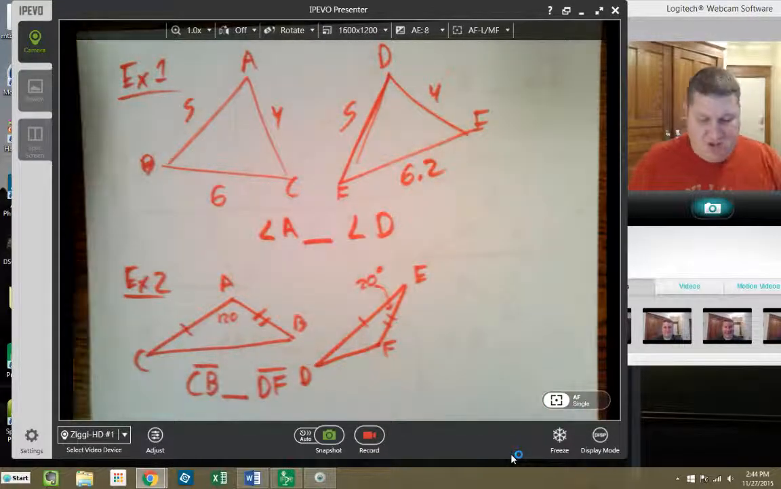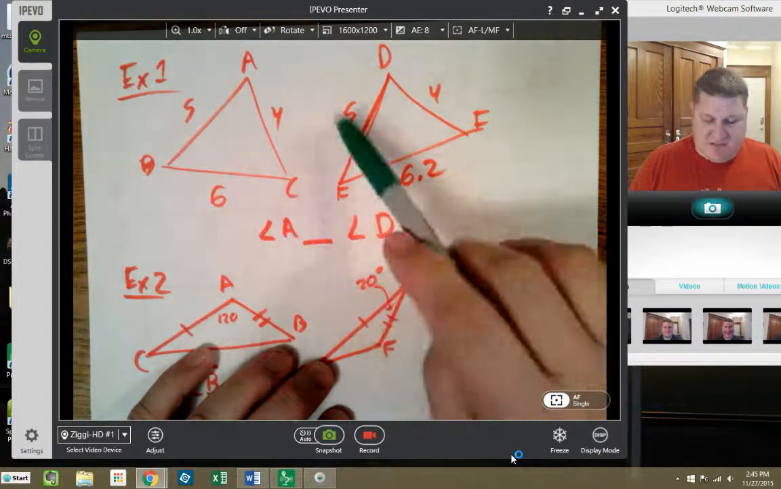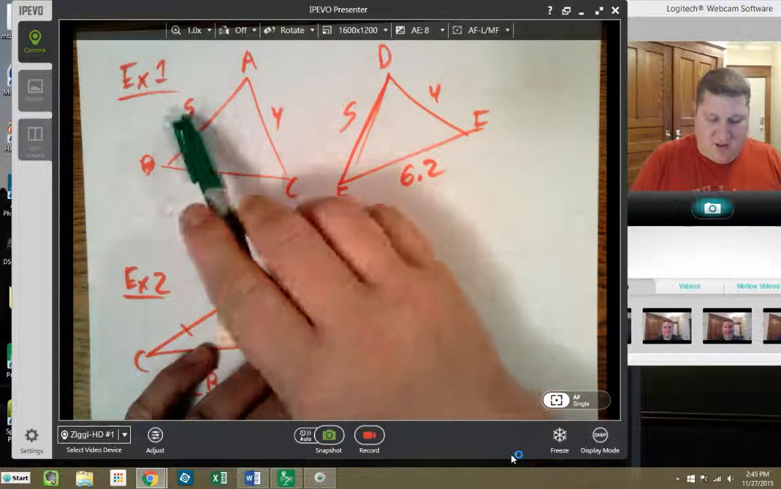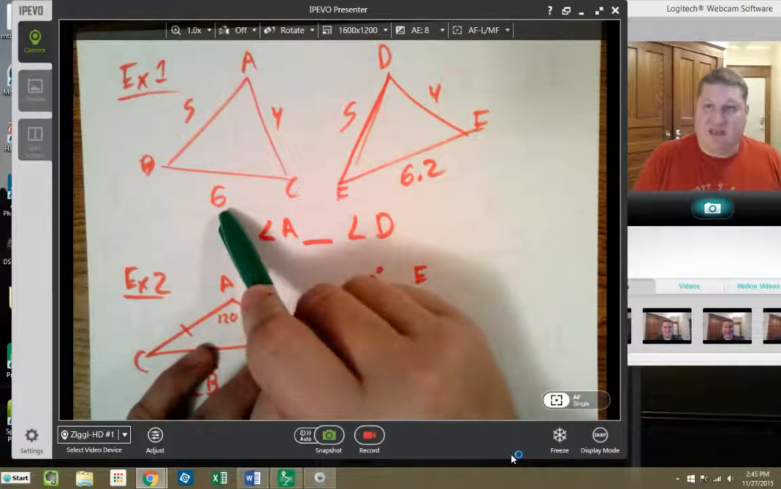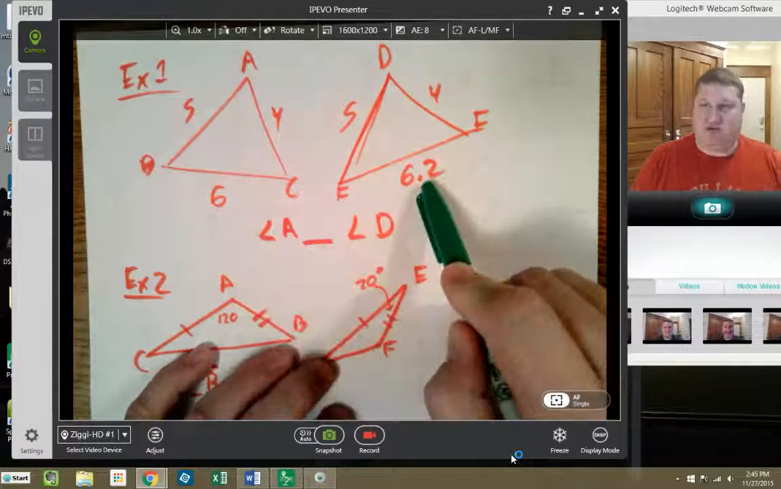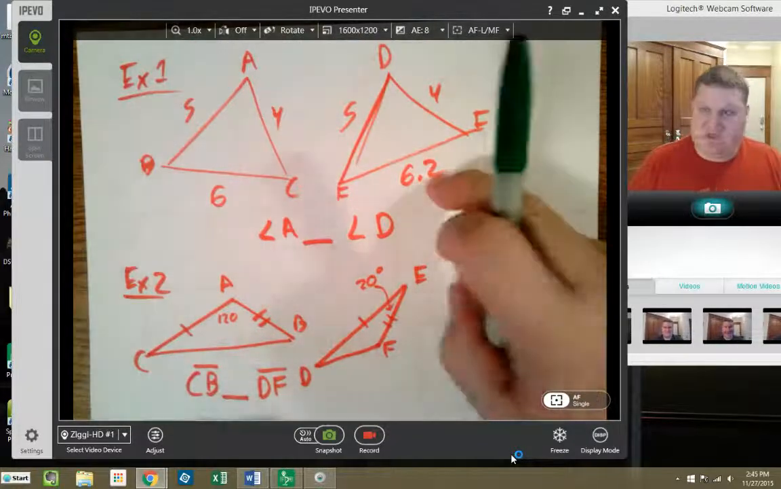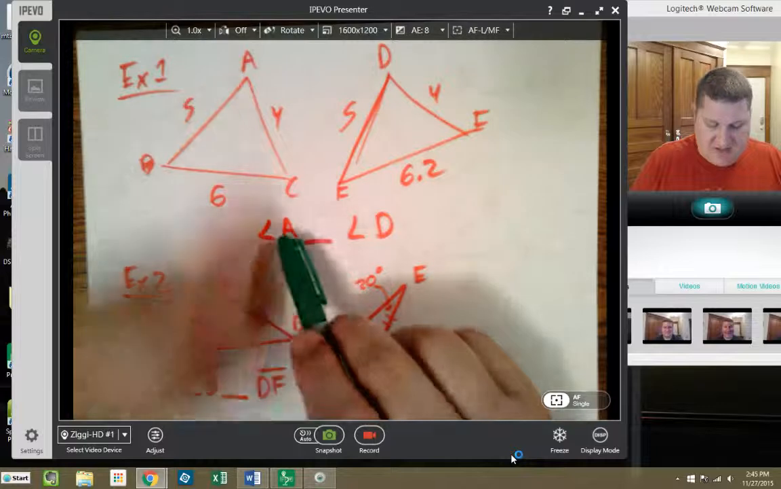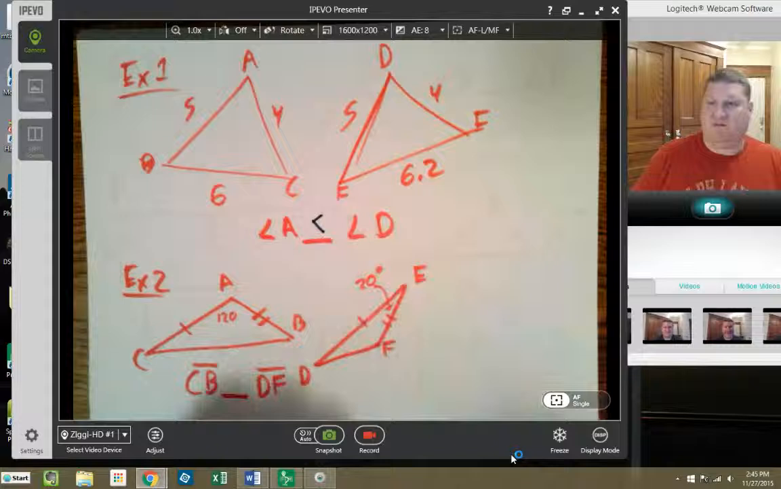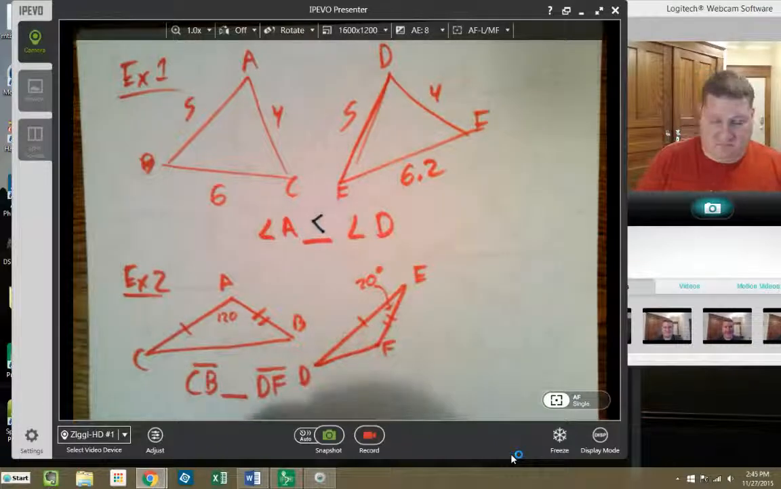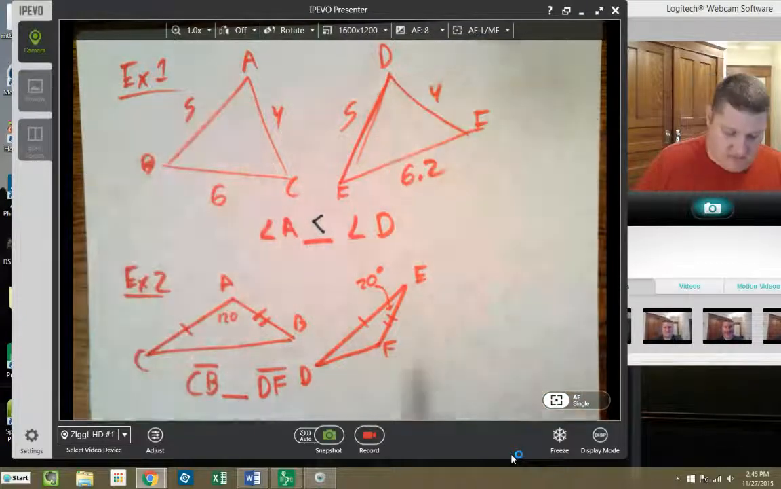In this case, we have five as a side and four as a side. So I have two sets of congruent sides. That's good. Now, the third side is 6 in this case and 6.2 in this case. So if these two are the same and these two are the same, but this one is longer, what can it tell us about angle A and angle D? Obviously, the answer is that angle A is smaller than angle D, because if this side is smaller than this side, this angle must be smaller than this angle.